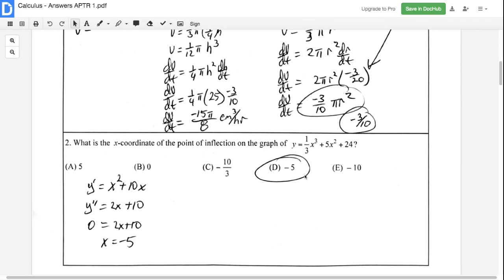Now, if one of these had said no point of inflection, then I would want to do a sign line and verify that it changes signs. But in this case, I don't have that, so there's no need to go ahead and do the sign line. I'm guaranteed my answer to be -5.